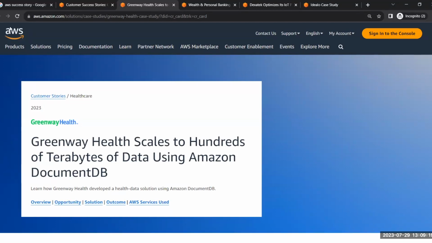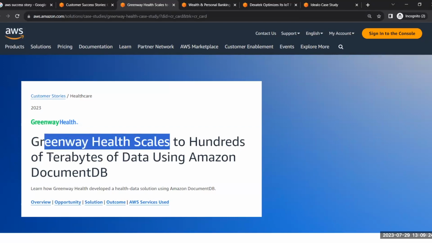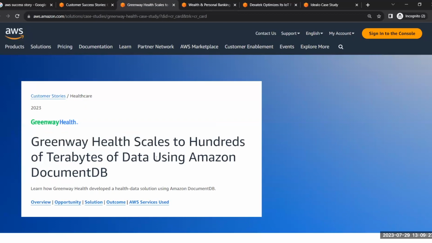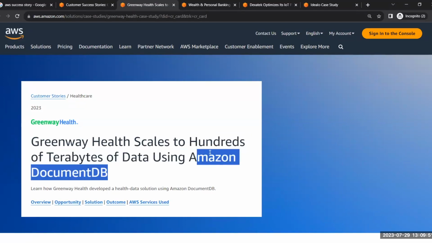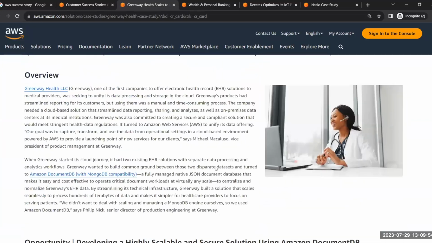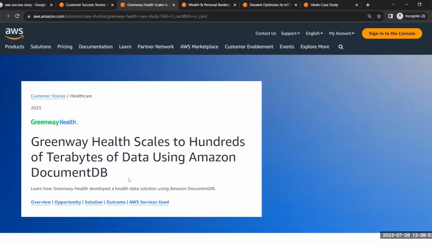So when we are seeing Greenway Healthcare here, they have their different use case, and they had hundreds of terabytes of data. Their concern was how to manage this much volume of data, and how to get the distilled information or metadata out of it so that they can treat the patients better. So what they did is they are using DocumentDB. These success stories are based on AWS services and the use cases.